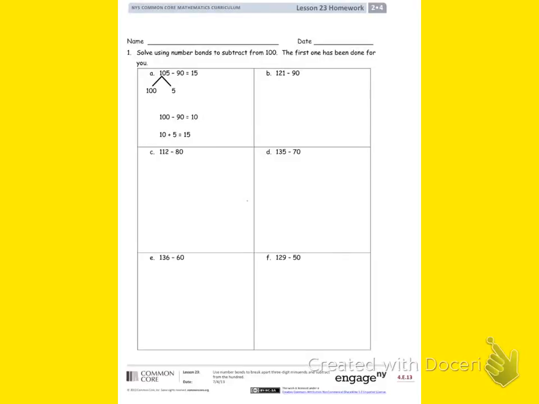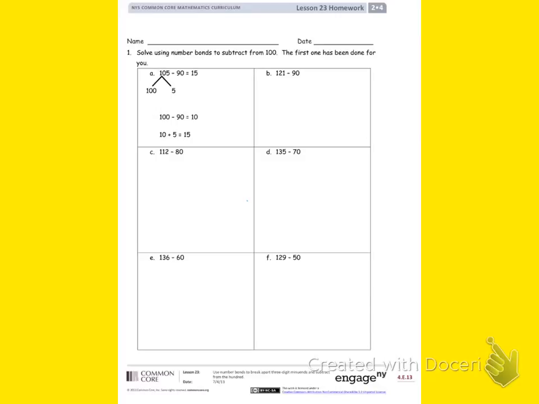Module 4, Lesson 23's objective is to use number bonds to break apart three-digit minuends and subtract from the hundred. Problem 1. Solve using number bonds to subtract from 100. The first one has been done for you. Let's take a look at problem A. 105 minus 90 equals 15.